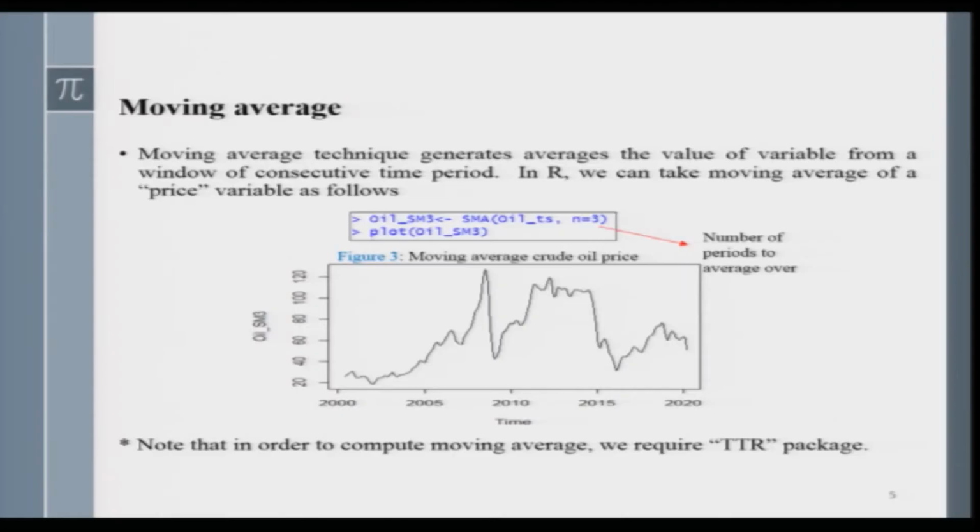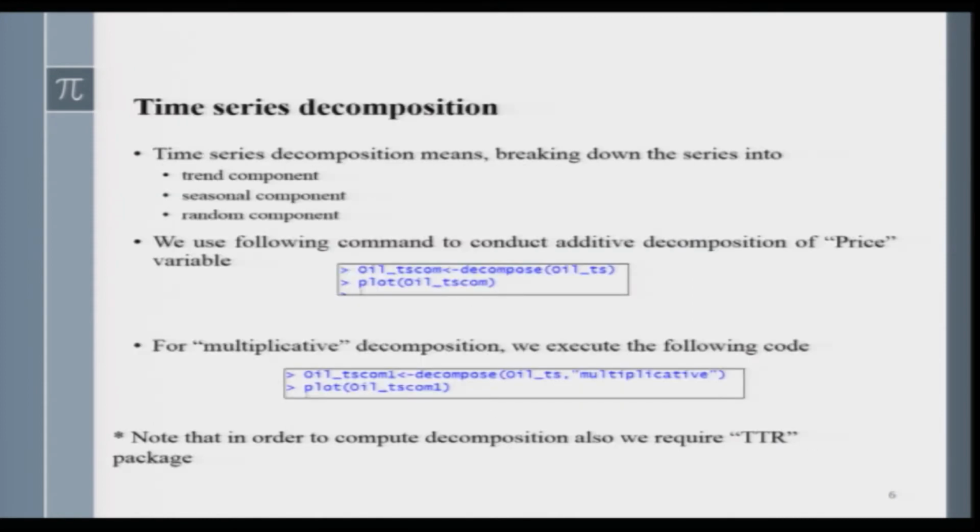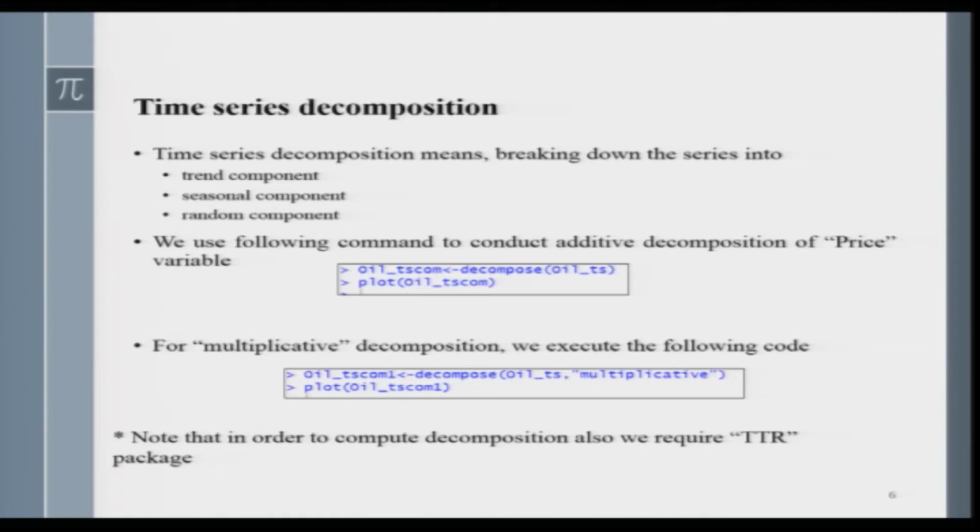But note that before you do any kind of computation and plotting of graphs, you need to install the TTR package. Okay, so, now we want to decompose the time series in 3 components: trend, seasonal and random, and let us see what can be done. So, if you remember, I have spoken about 2 types of decomposition, one is additive and one is multiplicative. So, here in this slide I am going to show you the codes for both of them. Let us first talk about the additive decomposition.